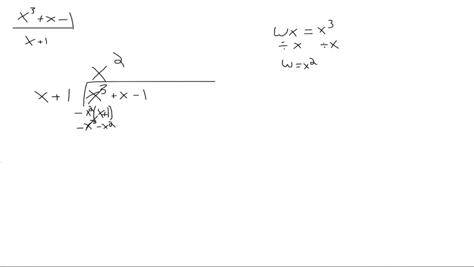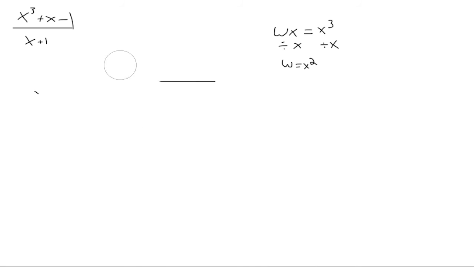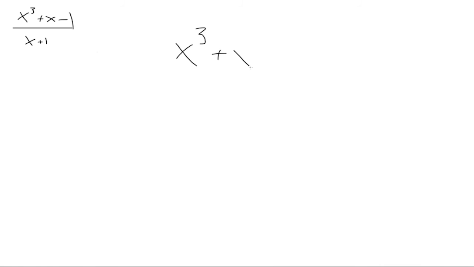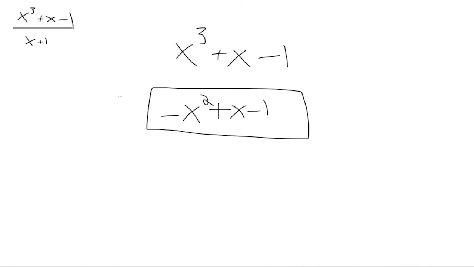Okay. So now, just to make it really clear why we're getting closer when we do that, at first we had x cubed plus x minus 1, right? Then I think what we ended up getting was minus x squared plus x minus 1, right? Now this is closer to a finished problem than this, right?